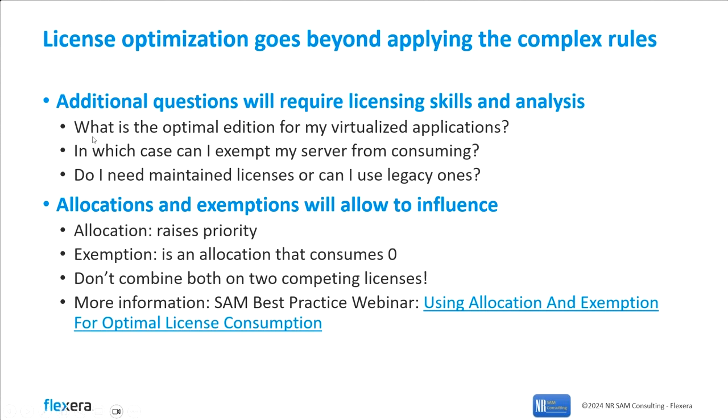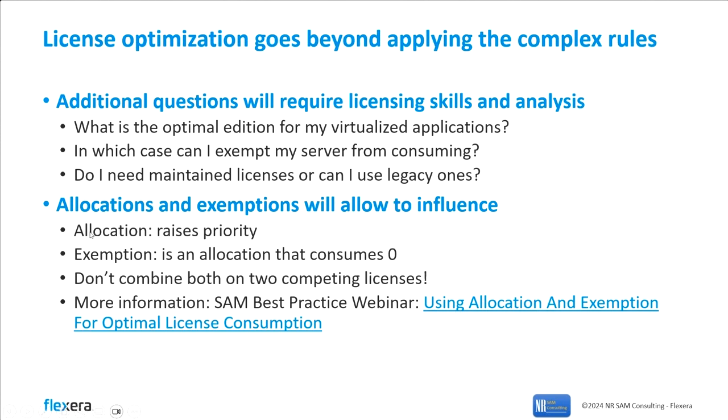So these are super complicated questions, and of course the out-of-the-box license consumption is not taking all of these aspects into account, and you may want to go one step further and make some analysis so that you can take the right decision. And once you have answered these complicated questions, you will be able to use allocations and exemptions, which are out-of-the-box features of ITAM, to influence the license consumption.